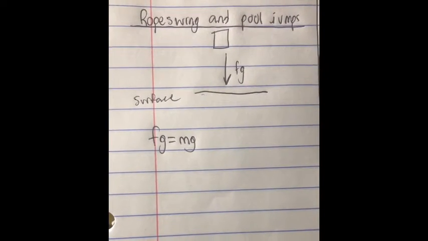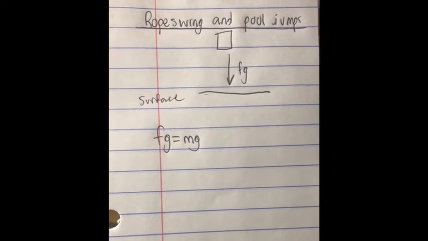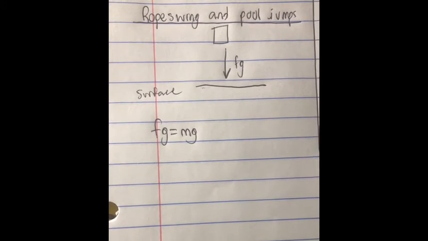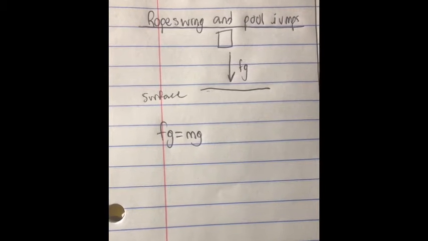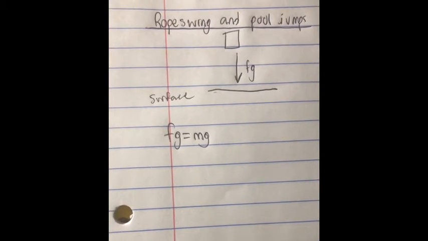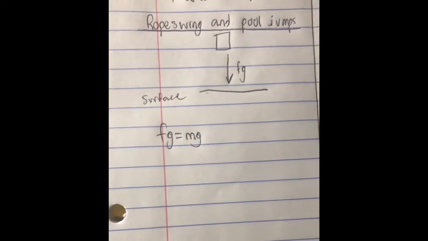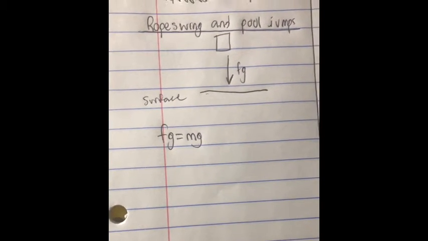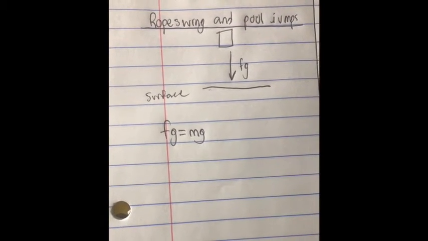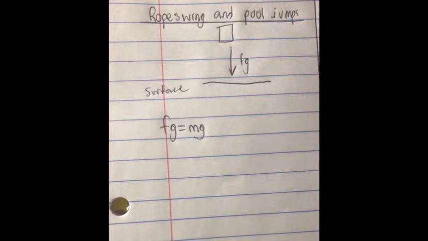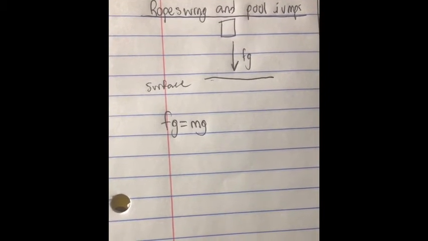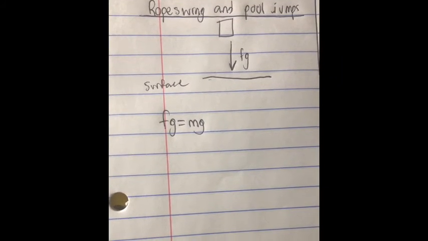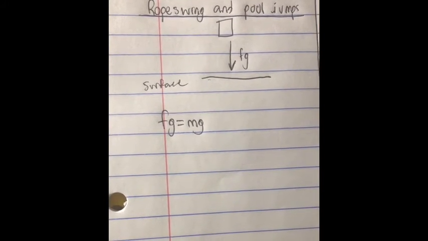So the force of gravity pulls me downward towards the Earth and accelerates me at negative 9.8 meters per second squared as I fall to the surface and through the surface underwater. This force of gravity, the only force acting on me as I fall, can be calculated using force of gravity equals mass times gravity. So we know that gravity is negative 9.8 meters per second squared. And in order to calculate the force of gravity, or the weight, you would need to know the mass of the object.